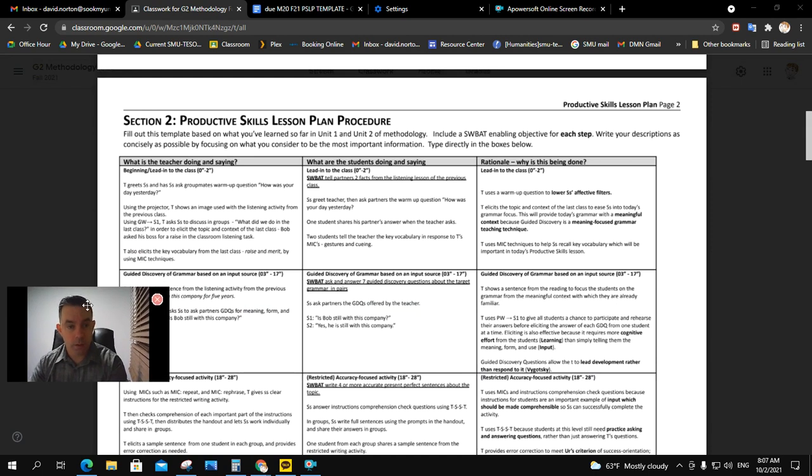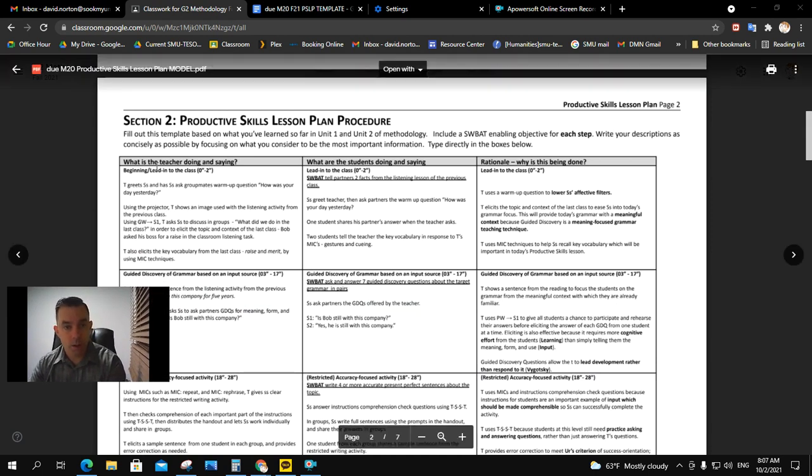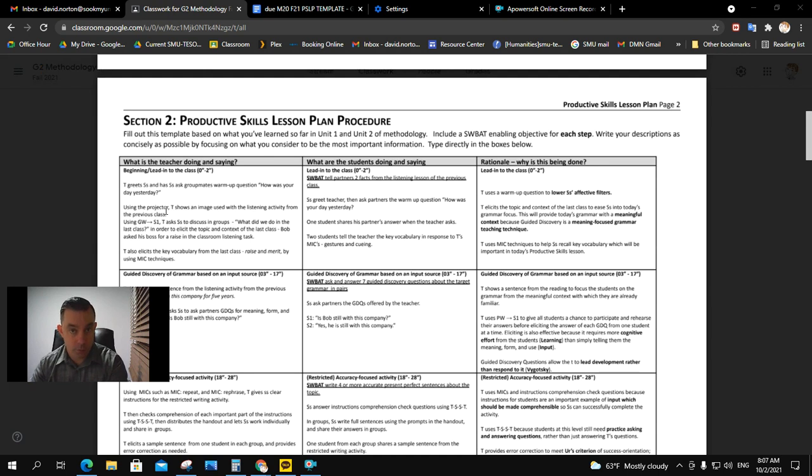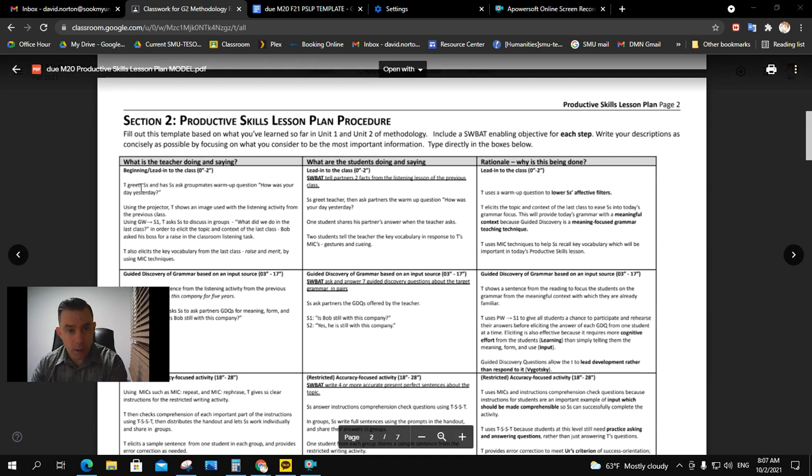If we look at the left column here, what's the teacher doing and saying? Notice it's quite descriptive, and there's not a lot of actual teacher talk because that's going to be covered in the next section. So the teacher greets students and asks them to ask group mates a warm-up question. And I do offer the warm-up question. And then using the projector, group work to S1, the teacher's eliciting certain things. So you notice it's quite descriptive. It's not like a script at this point.